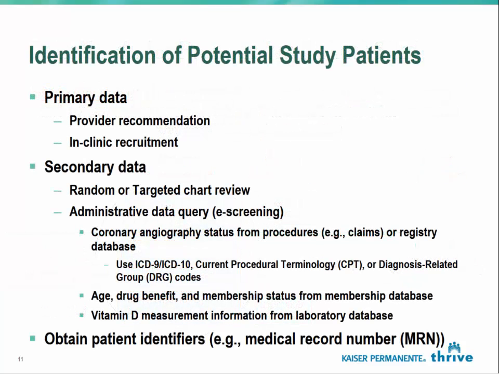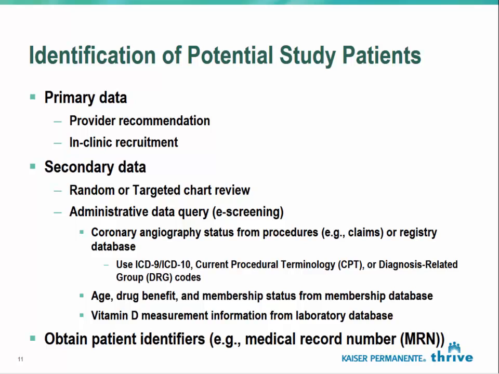So for identifying potential study patients, say we're going to use primary data to collect this information. We could get it from providers' recommendations. So we recruit clinics, and then within the clinics, we ask the providers if they know of a patient that's recently undergoing coronary angiography.